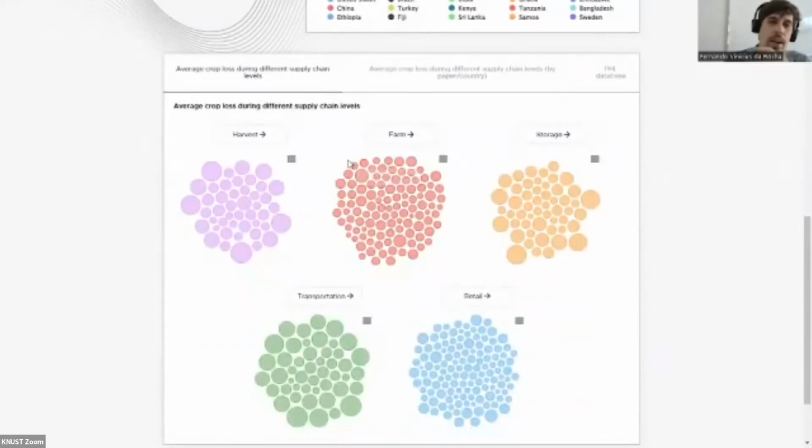So here, I invite you to navigate through this platform. You can check the average crop loss during different supply chain levels. During harvest, you can compare the crops. Tomato has an average during harvest of 50.28%, the carrots 2.10%. So you can compare the crops and compare the supply chain levels.